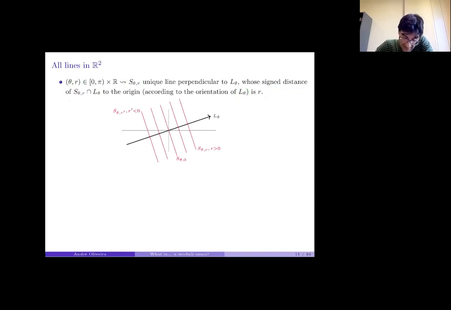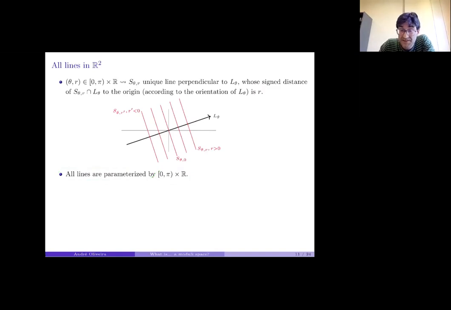So I give you an orientation, and this line here, for instance, is S theta r with r positive. r is this distance here, and it's positive because it's on the positive side of L theta. This line here is S theta zero because it passes through the origin. And the lines on this side are S theta r prime with r prime negative: this distance, but taking the negative number. This is a way to single out lines. This way, all lines in R2 are given by this parameterization.